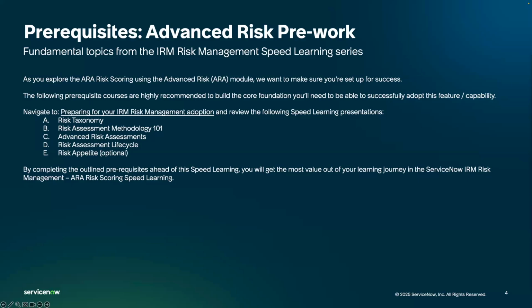This is a great session to cover before or after risk scoring to understand how organizations identify the risk they are willing to accept and configure RAMs accordingly to arrive at risk appetite status when assessing and scoring risks. Find these in the community portal under Preparing for Your IRM Risk Management Adoption. If you haven't completed the pre-work, we encourage you to review them. If you have, you are well positioned for what's ahead.